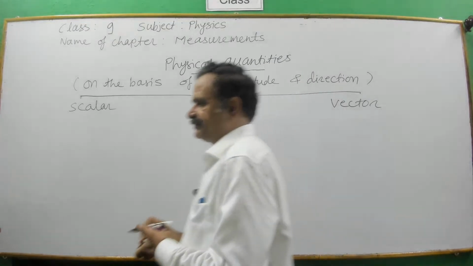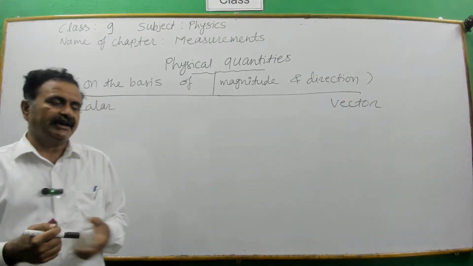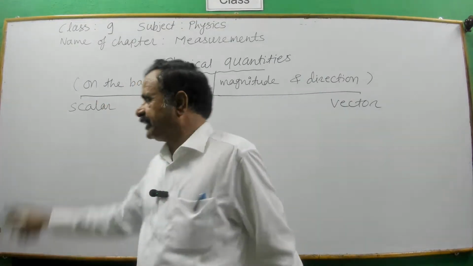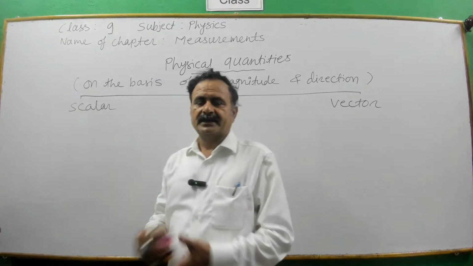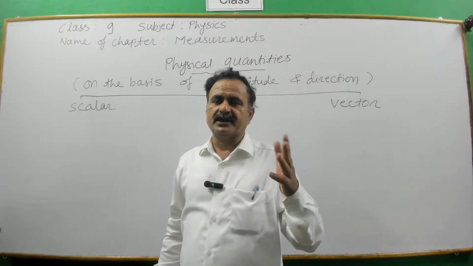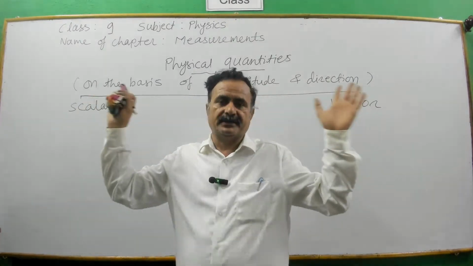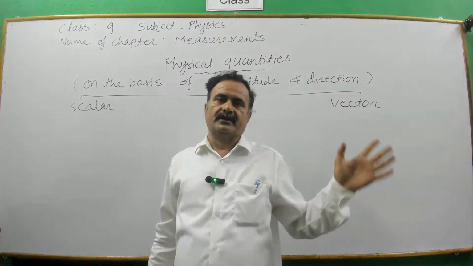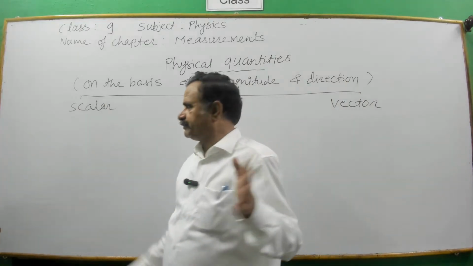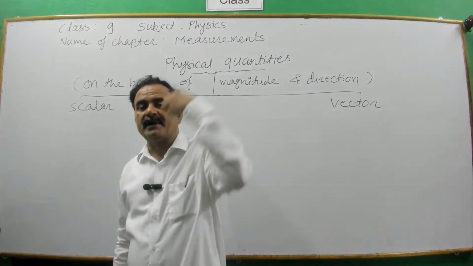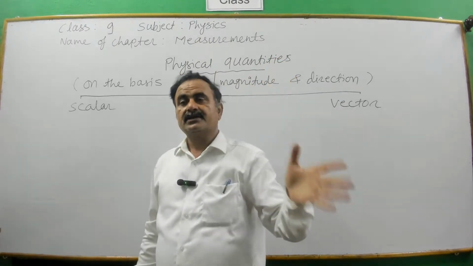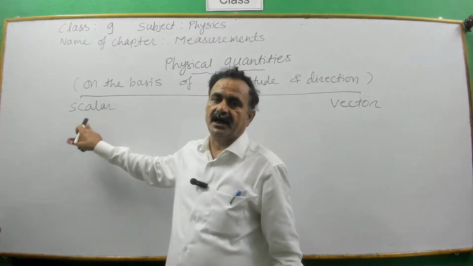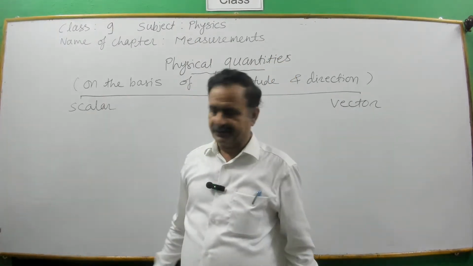What do you mean by scalar quantities? Scalar quantities are the physical quantities which can be expressed completely by magnitude only. Direction is not required to express them. Such physical quantities are called scalar quantities.